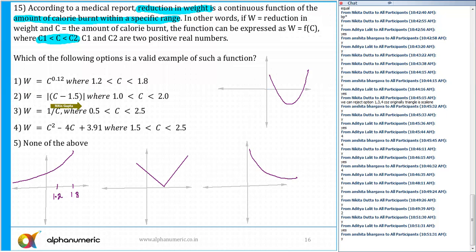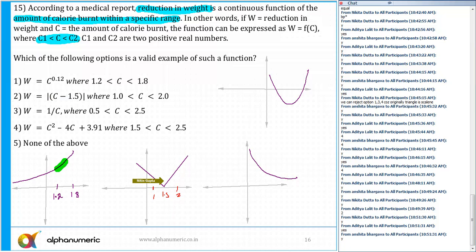First option. So, it says it is a continuous function of the amount of calorie burnt. So, first option itself is satisfying, so I do not need to check the rest of the options. It is definitely a continuous function. There is no break in the line. Whereas here it says mod of c minus 1.5, so this point is 1.5. Let me mark the point also. If this is 1.5, I need to consider the graph in the range from 1 to 2.